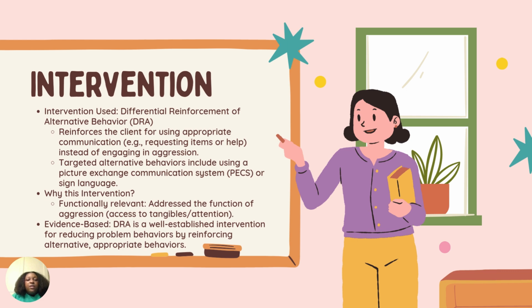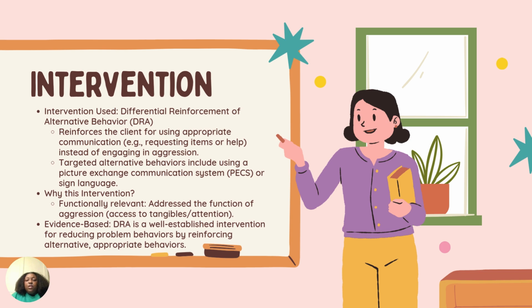So the intervention I implemented to address this behavior was the differential reinforcement of alternative behavior, which is the DRA. DRA is an evidence-based intervention strategy where appropriate alternative behaviors are reinforced while the target problem behavior is put on extinction or receives minimal attention. In this case, I reinforce the client for using appropriate communication strategies, such as requesting the items or attention, instead of engaging in aggressive behaviors. For this client, I use a combination of sign language and a picture exchange communication system, also known as PECS, to teach her how to request items or help in a socially acceptable way.